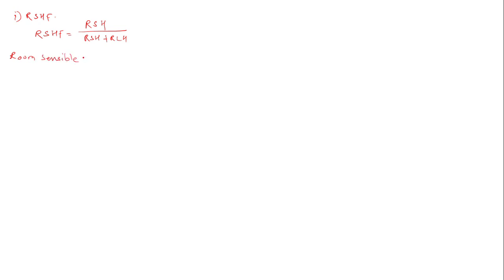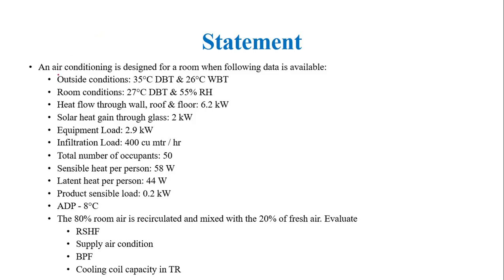Here we need to understand what factors come under the room sensible heat, or what factors add sensible heat to the room. Heat flow through wall, roof and floor: this comes under sensible heat only. Solar heat gain through glass, again this is sensible heat only. Equipment load, again it is only sensible heat. Infiltration load will be sensible heat plus latent heat, both will come.